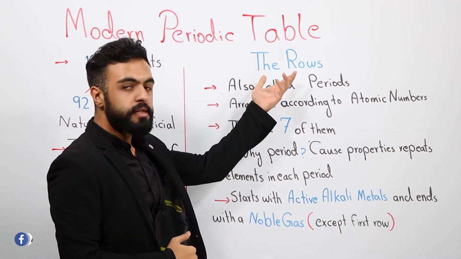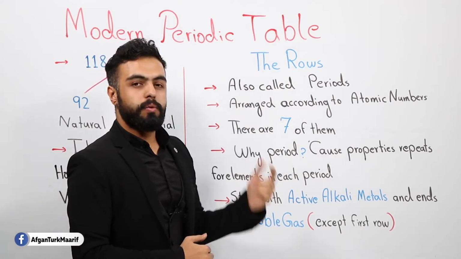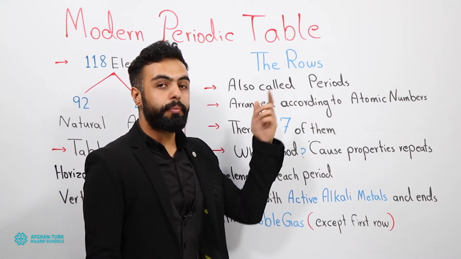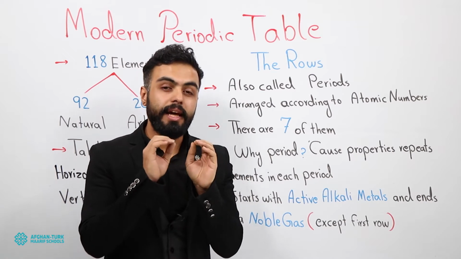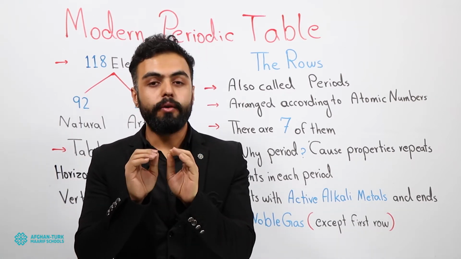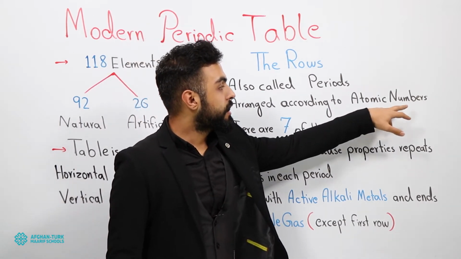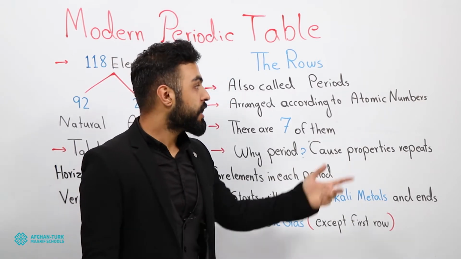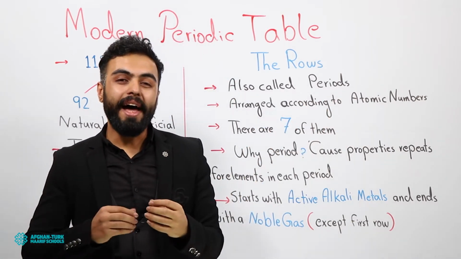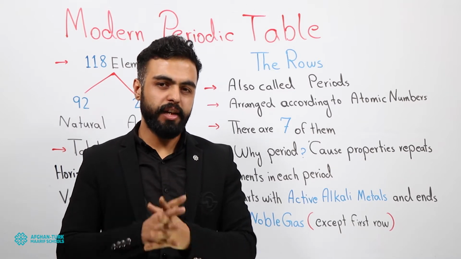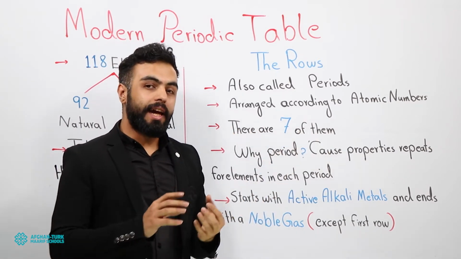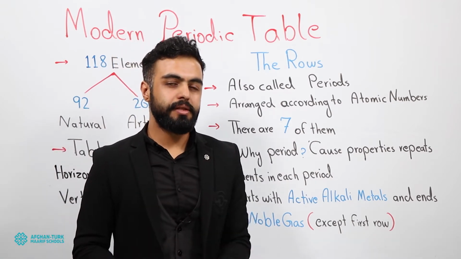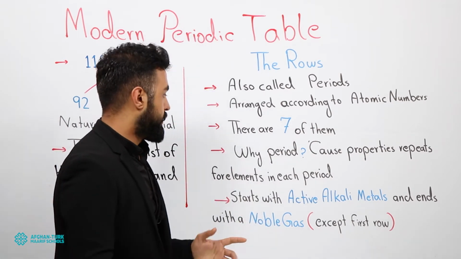So first, the rows. They're also called the periods. In the periods, the elements are arranged according to their atomic number. We have studied that in the previous lesson as well. So, how many periods do we have in the table? Actually, there are 7 of them. We have 7 periods in the periodic table.